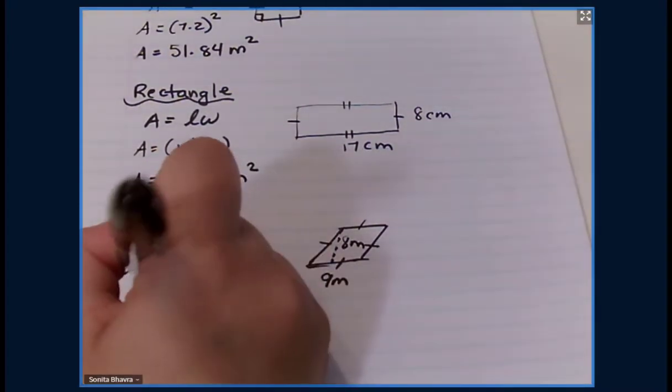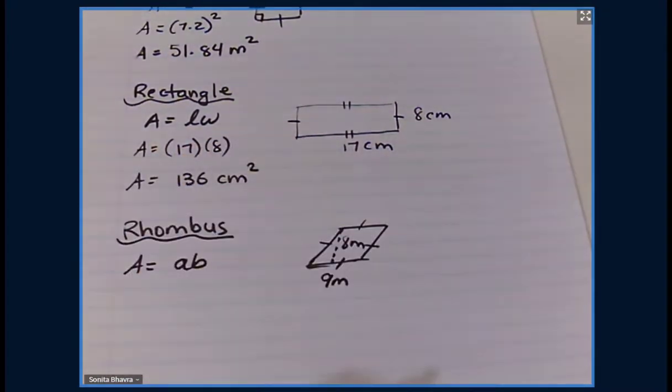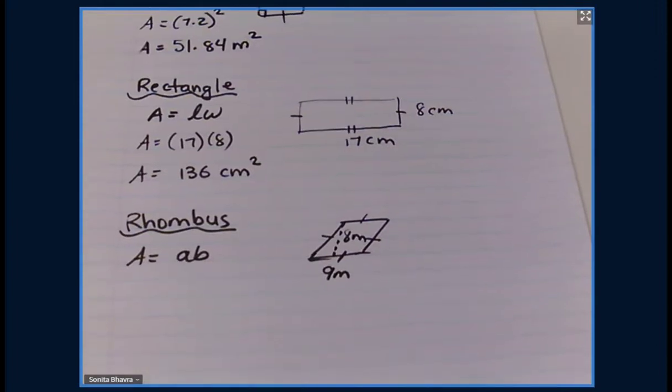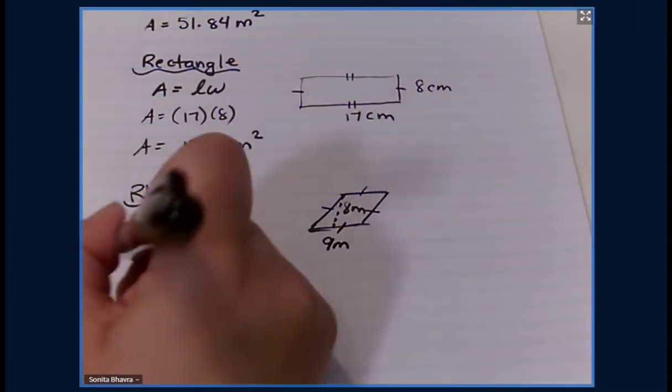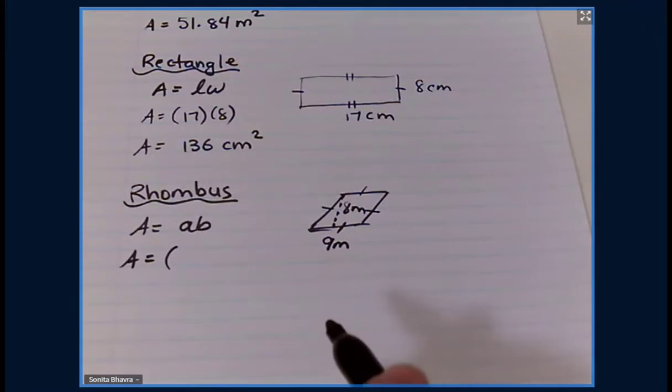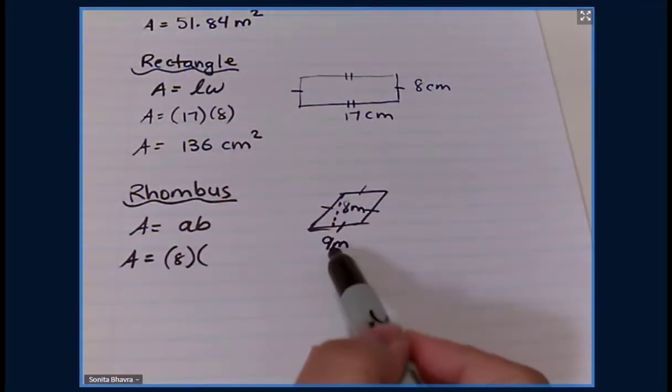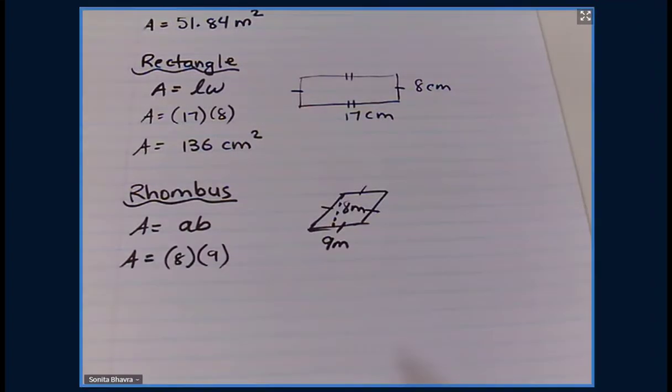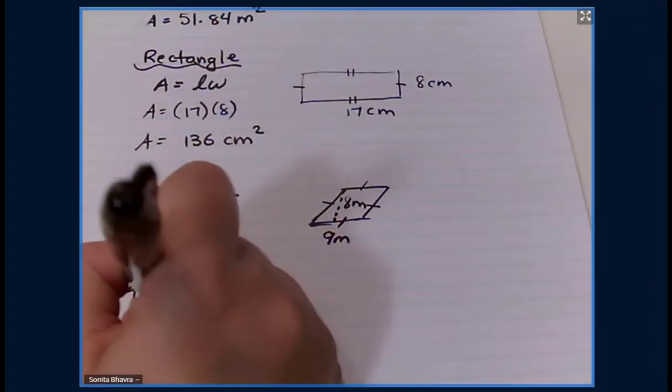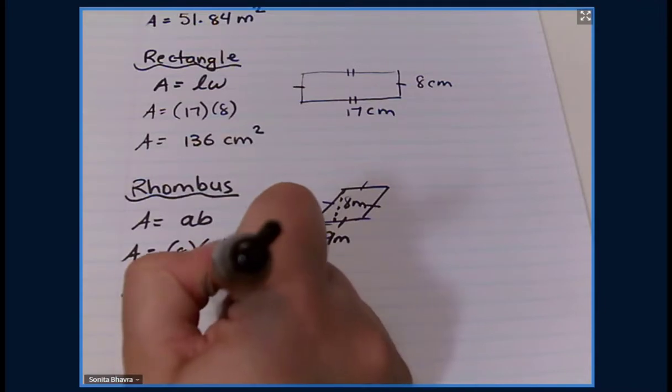So the area of a rhombus is equal to AB. That little a here is representing height or altitude. And you'll see it in these modules as A, but as we continue with math, you will also see it as H, H representing height, and the little b representing base. So in this rhombus then, our altitude is 8, our base is 9, and our area therefore is 72 meters squared.